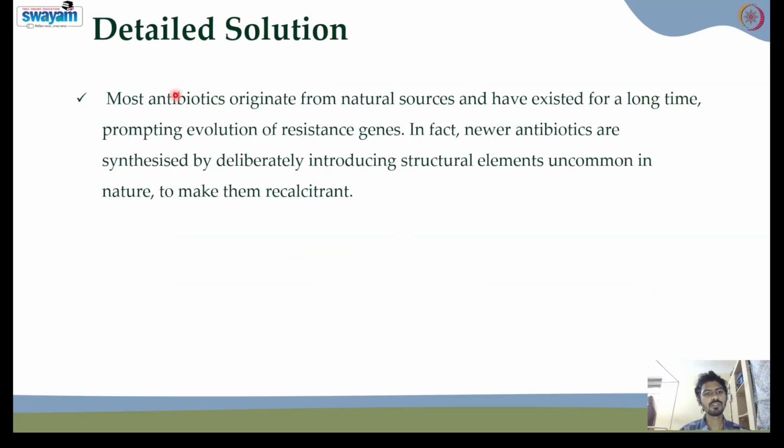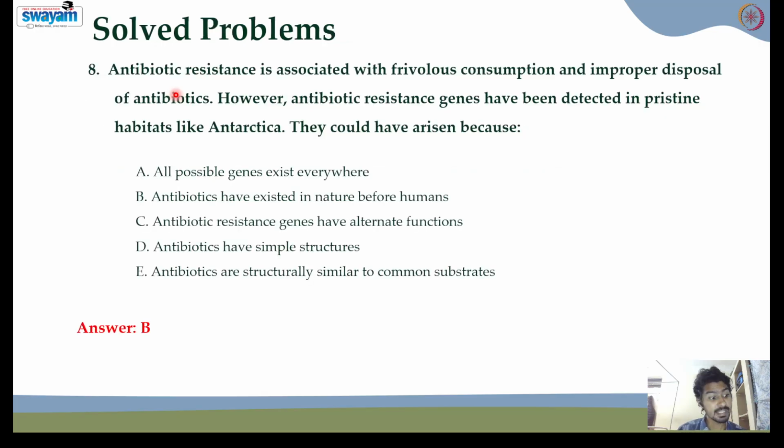Most of the antibiotics originate from natural sources, and they have existed in the environment for a long period of time. What happens? The microorganisms evolve resistance genes against them. In fact, newer antibiotics are synthesized deliberately by introducing structural elements which are uncommon, which makes them recalcitrant. But most of the antibiotics existed in nature before humans. That's why they develop antibiotic resistance genes that are normally present in their habitat, even in Antarctica regions.